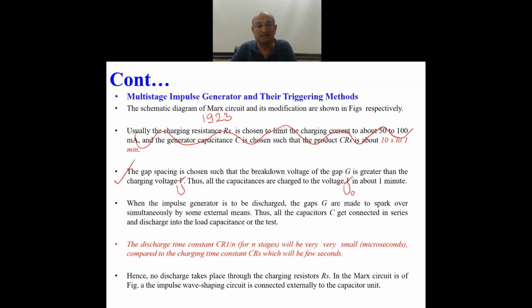Triggering pulse is given. You hold the charge on each capacitor in each stage. Then at the first stage, you give the triggering pulse, and subsequent stages would have flashover of their own, because the voltage multiplies in the next stages. It adds up in the next stages. So higher voltage will be applied in the next stage, and still higher voltage across the sphere gap in the third stage. So when higher voltage is applied, obviously the flashover would take place.